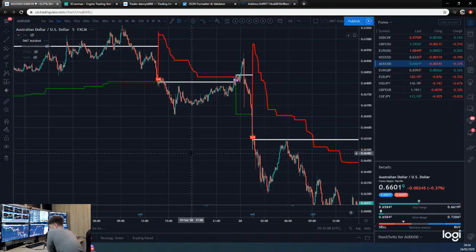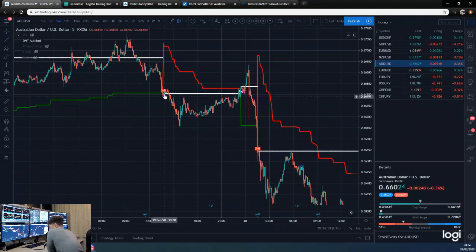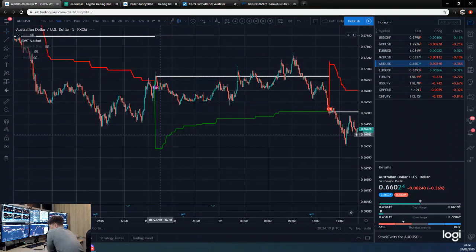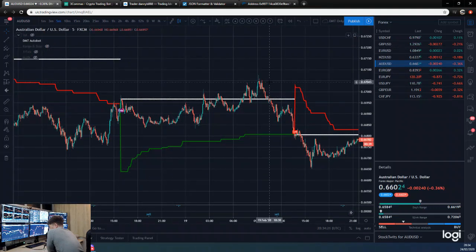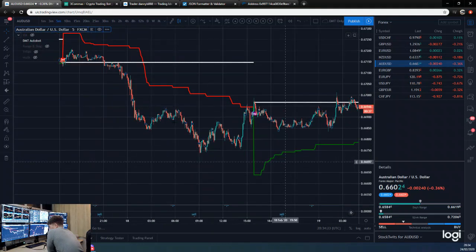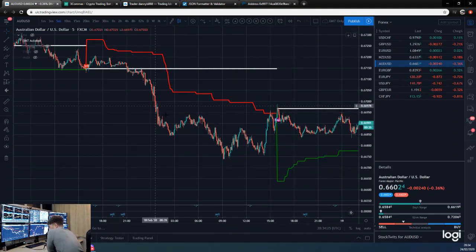Aussie US dollar, a bit of chopping around here. A sell could have got you some money. A buy could have got you some money depending on how you manage the risk. And then obviously before we take the sell down there, a buy, staggering your orders, break even trade. A sell, great sell.